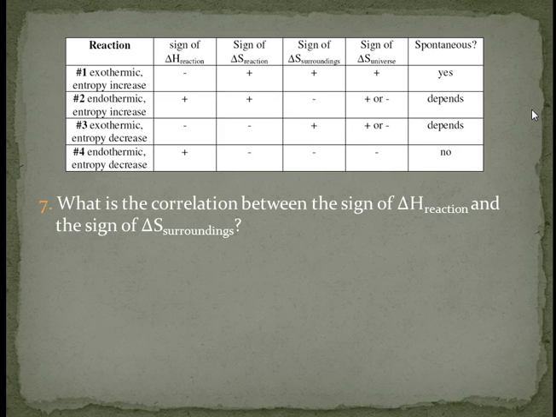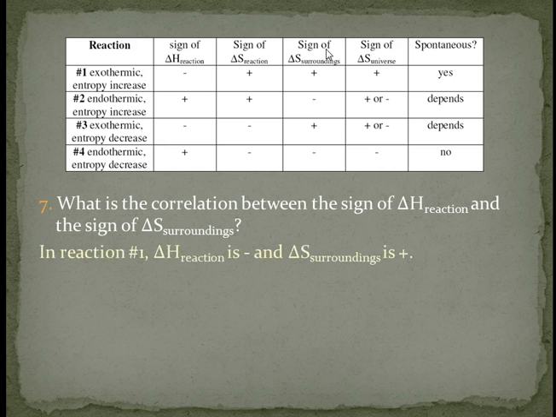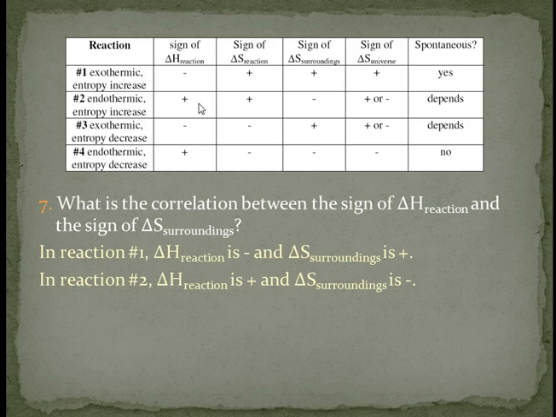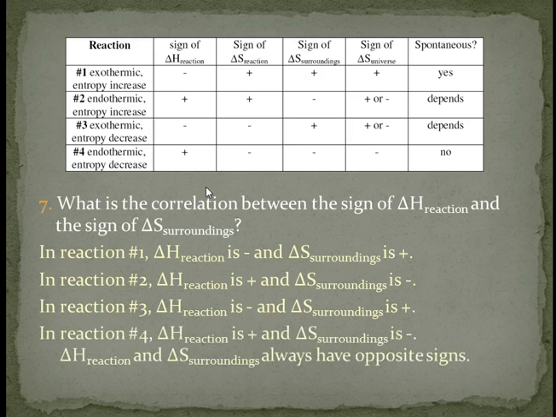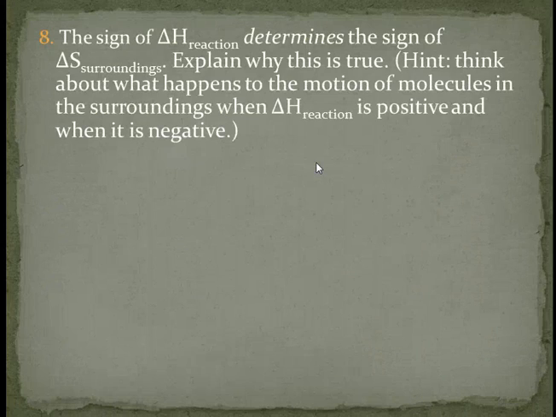What is the correlation between the sign of delta H reaction here and the sign of delta S surroundings? Let's look at reaction number 1. We have a positive and a negative, respectively. Reaction number 2, a positive and a negative, respectively. Reaction number 3, a negative and a positive, respectively. And reaction 4, a positive and negative, respectively. The pattern is that delta H reaction and delta S surroundings always have opposite signs for each type of reaction.